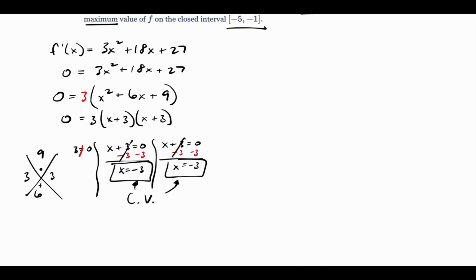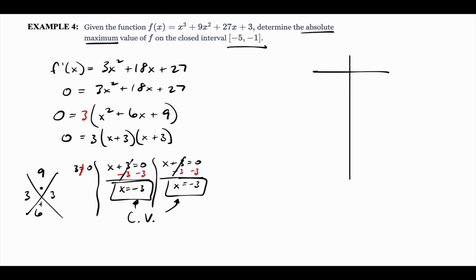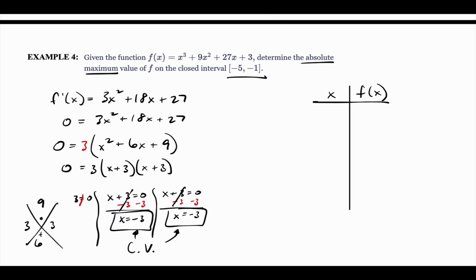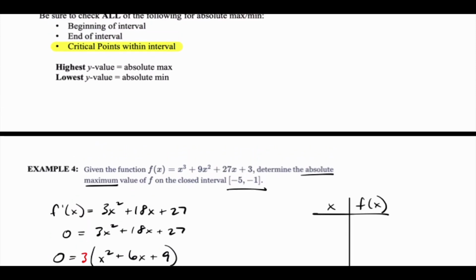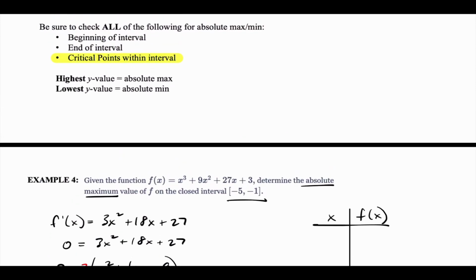Okay, so now what we're going to do is I'm going to create an X and Y table. Or in this case, since they don't use Y, they use f of X, we'll create an X, f of X table. I'm going to choose the X values I always choose. They told us in the notes, be sure to check all of the following.